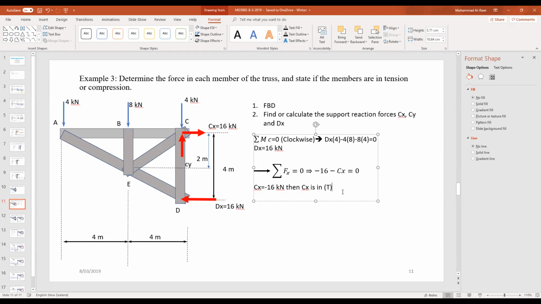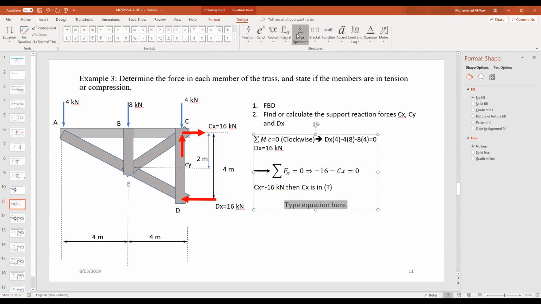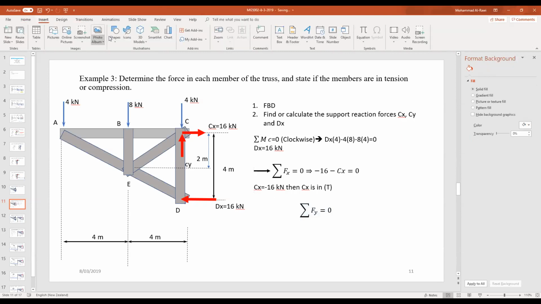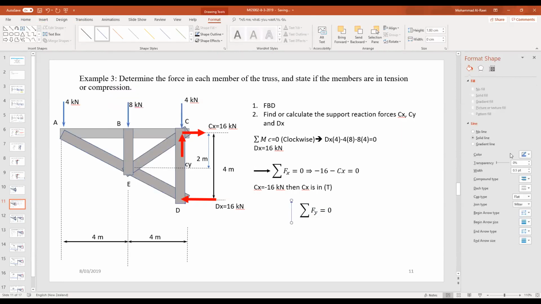Now, summation of forces in y direction, because I need to find Cy. So I repeat the same equation, summation of forces in y direction, Fy equals 0. And then what we have here, we have that force is just to say all forces going upwards are positive. So that's the arrow indicates what I'm trying to achieve here.